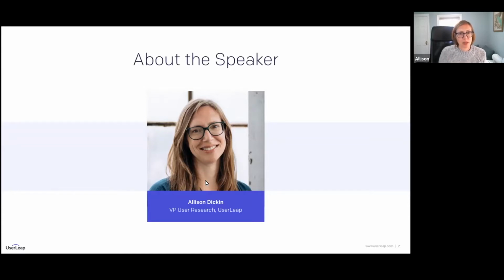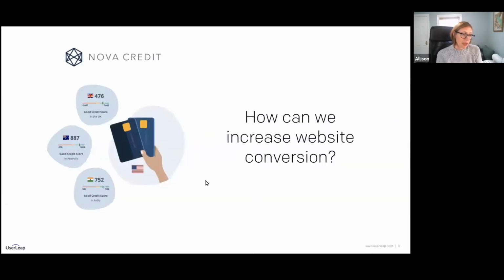The way UserLeap does this, although this is a framework you can apply with any other tool you have, is through doing iterative in-product micro surveys. In this case, you'd be using quick surveys within your website or marketing page to understand the people who are visiting your page, and learn really quickly and iteratively so you can act on those insights and improve your messaging. I'm going to talk more about that over the next few minutes, using an example from one of our customers at UserLeap, specifically Nova Credit.